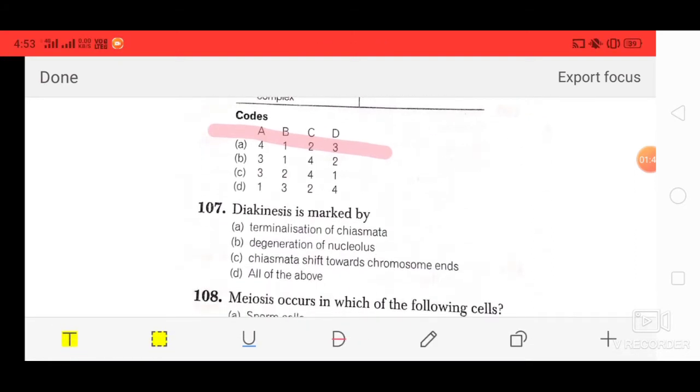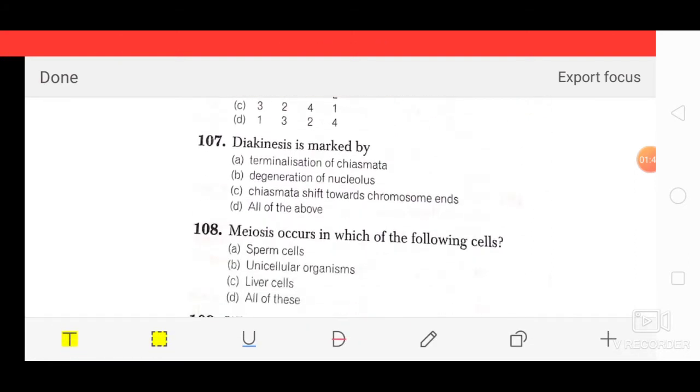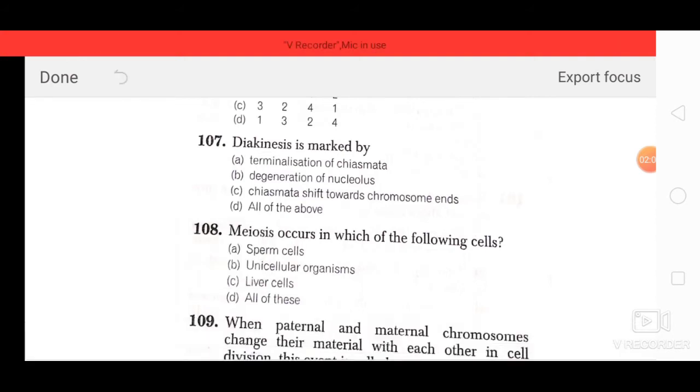Next question is: diakinesis is marked by. Diakinesis is the final stage of prophase in meiosis. It is characterized by shortening and thickening of paired chromosomes, formation of spindle fibers, disappearance of nucleolus, and disintegration of nuclear membrane. So the correct answer of this question is option D, that is all of the above.